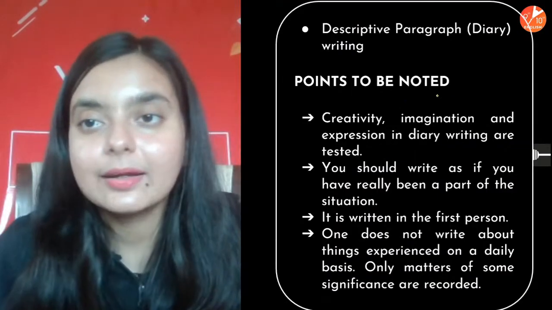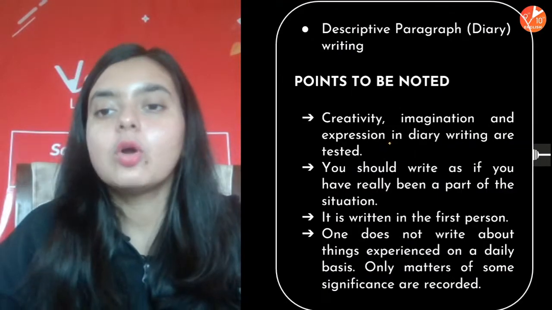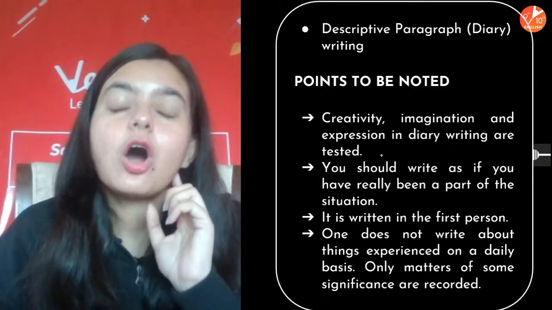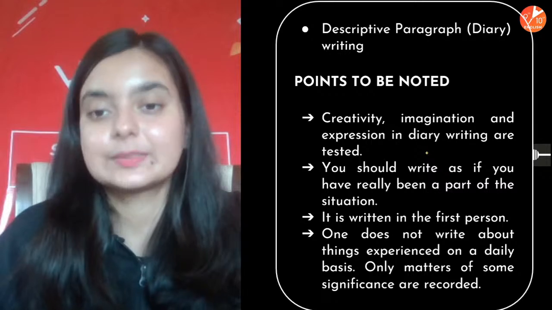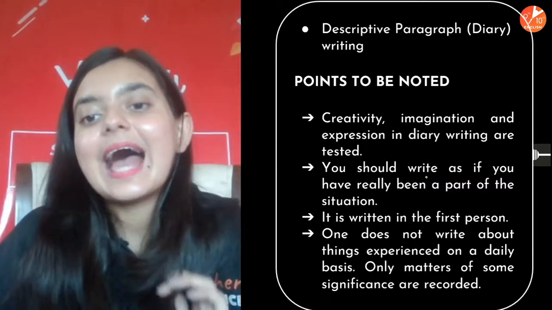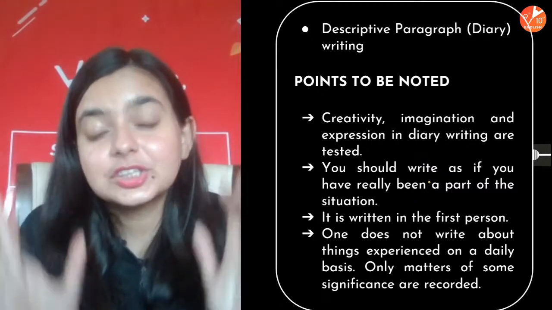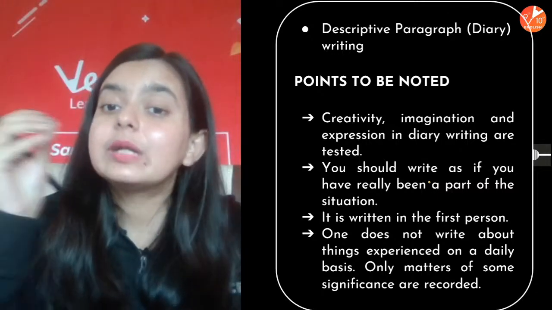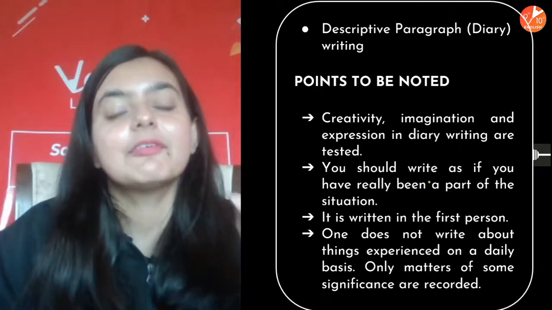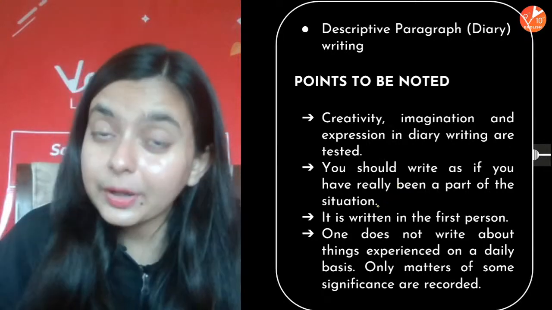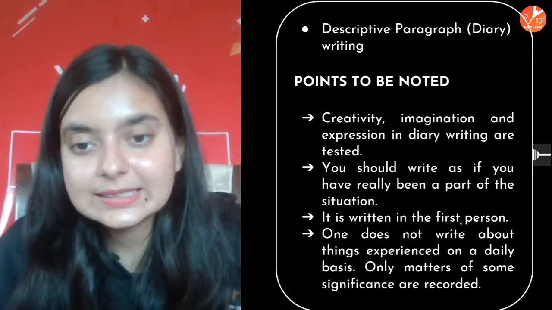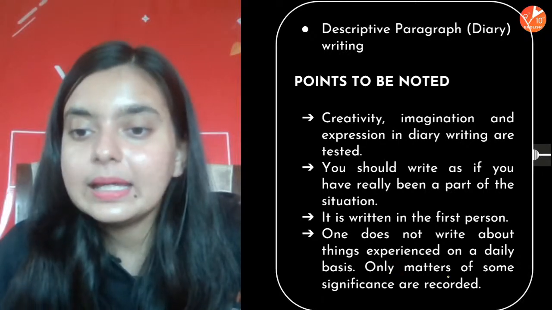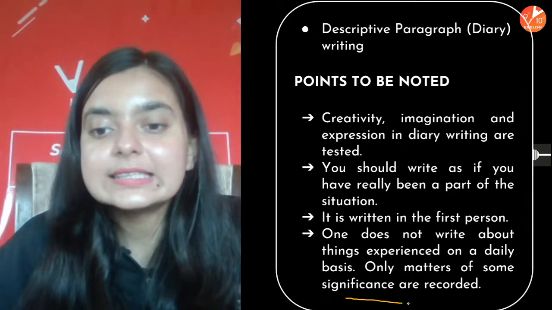So, descriptive paragraph: diary. Points to be noted, guys. When you are making a diary entry, you have to use your creativity, imagination and expression. You should write in such a way as if you have been a part of the situation. So you have to dive deep into whatever topic is given in your diary. And it is written in the first person. One does not write about things experienced on a daily basis. Only matters of some significance are recorded.